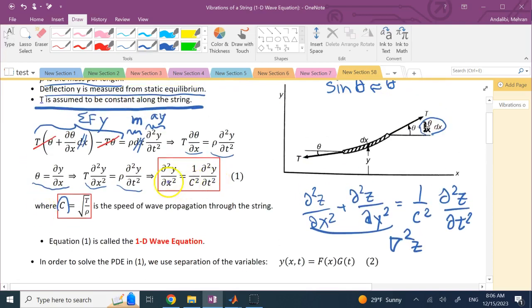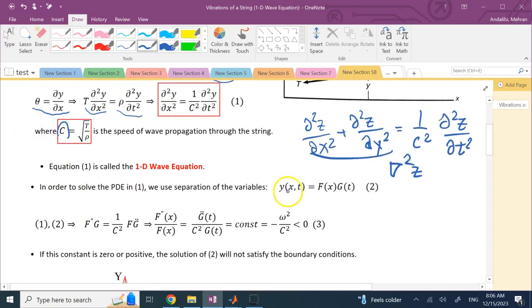Now here, since the only thing we have is a product between the terms, no addition or subtraction, we should be able to use separation of variables. So we assume y, which is a function of x and t, is the product of an individual function of x times an individual function of t. If I plug these two into the equation, you'll get f double prime g equals 1 over c squared f g double dot. And note that here we use double prime for the x derivative, and we use double dot for what?